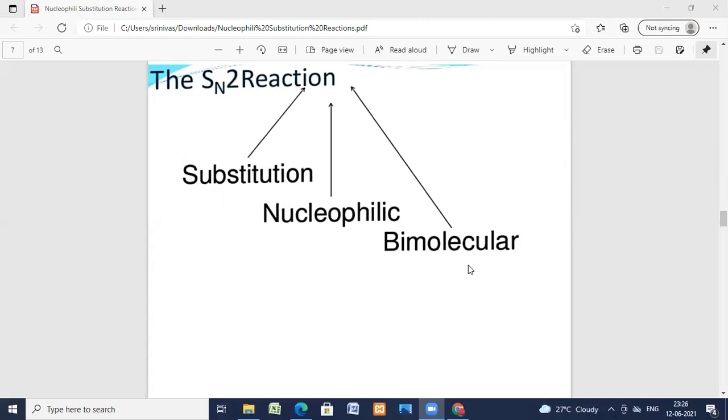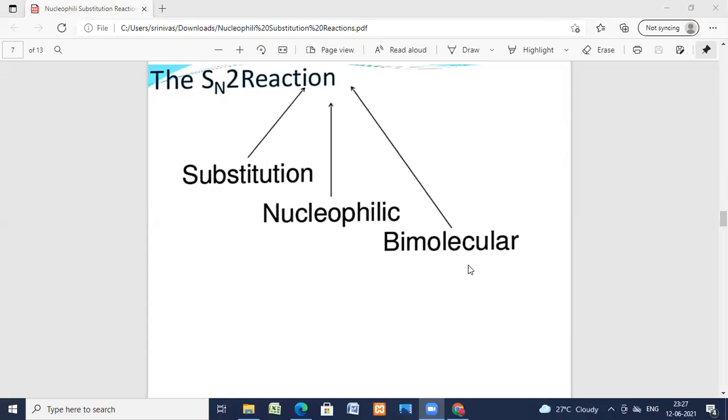substrate, that is the alkyl halide, and nucleophile are involved. The other way I can tell: the rate of the reaction depends upon the concentration of both alkyl halide and nucleophile. So SN2 reactions are bimolecular reactions following second order kinetics.